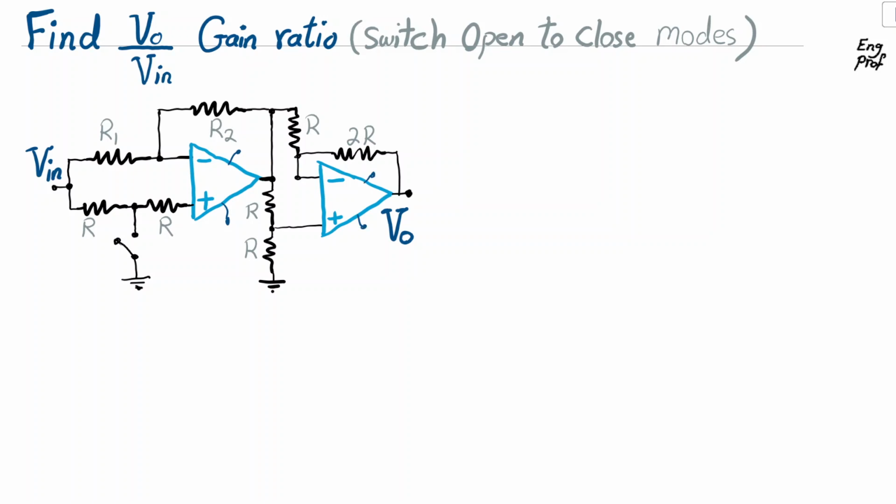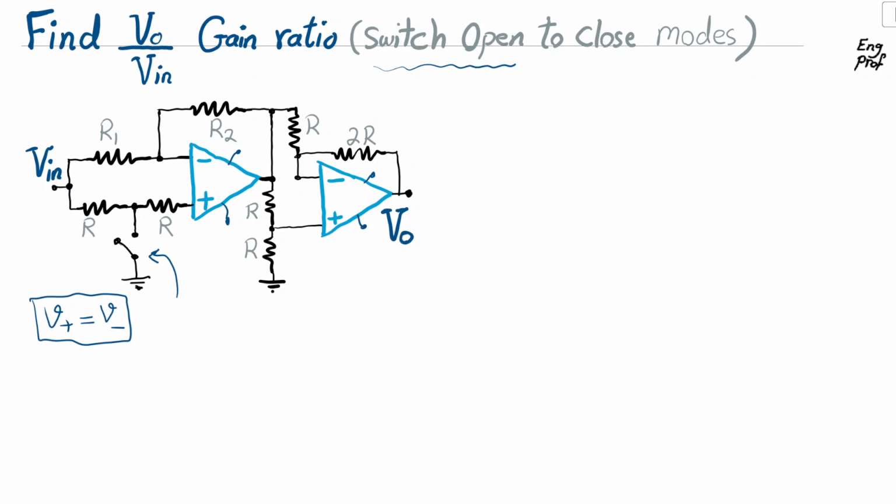So we are making the assumption the op amps are not saturated, in the linear region of operation, and therefore virtual short is valid. By virtual short, we are saying that V positive at the input terminal of the op amp is equal to V negative for each of the op amps. That is the meaning of virtual short. Now, let's consider the situation where we have the switch open, as it is shown here.